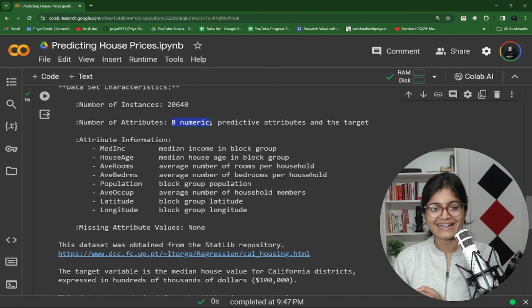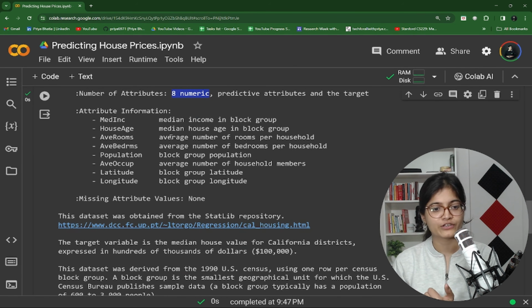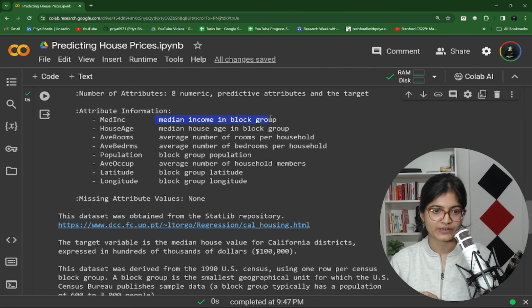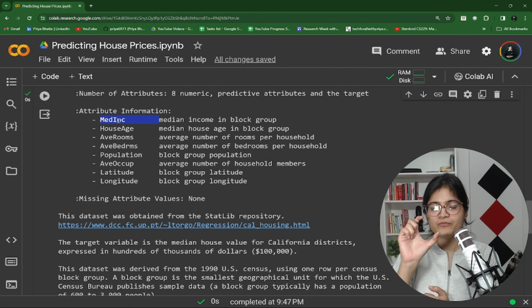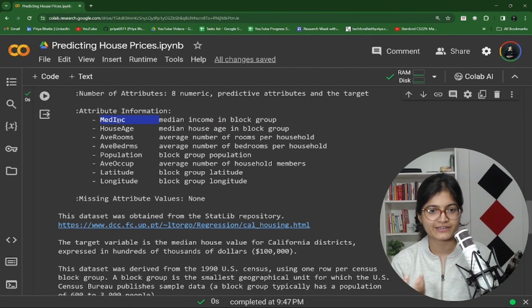Here you will be able to see 8 numeric values, the predictive attributes, and the target value. For each and every variable or feature name in the given data set, a complete explanation is given. For example, med-inc. Obviously, from the name alone we cannot tell what this variable indicates, so a definition is given: it's the median income in a block group.